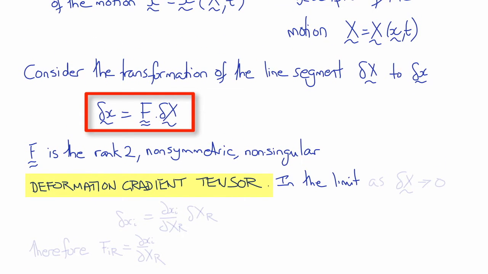Now, in the limit, as delta big X tends to 0, we can use the chain rule to relate the components of delta little xi to delta big Xr by the partial derivative del xi del Xr. Therefore, the components of the deformation gradient tensor, F_iR, are the partial derivatives of the deformed or current coordinates del little xi with respect to the undeformed or reference coordinates del big XR.